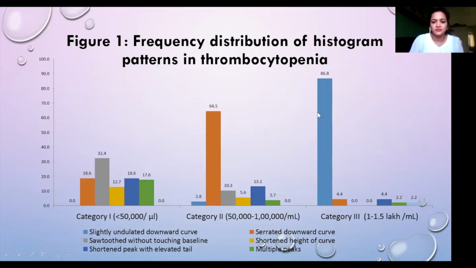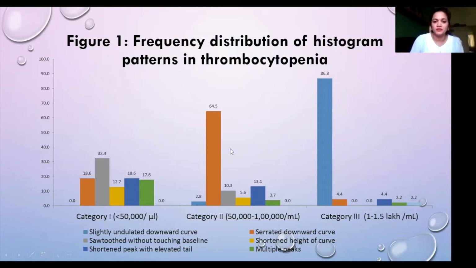First we will see the last category, category 3 of mild thrombocytopenia. Here the blue bar shows a predominant pattern in 87% of the cases, which is a slightly undulated downward curve. This was the predominant pattern that we saw in the category of mild thrombocytopenia.